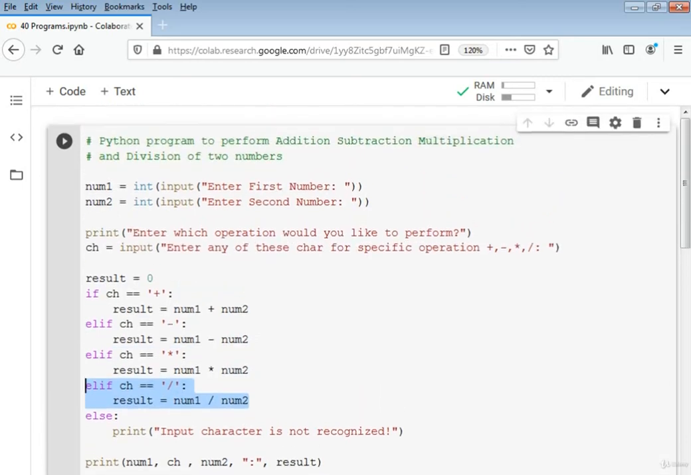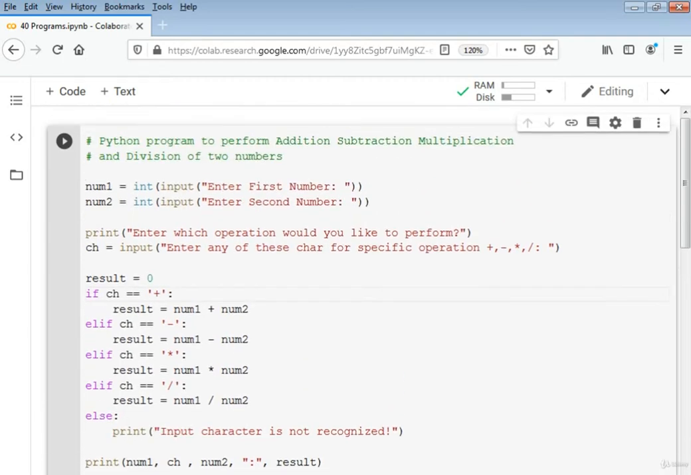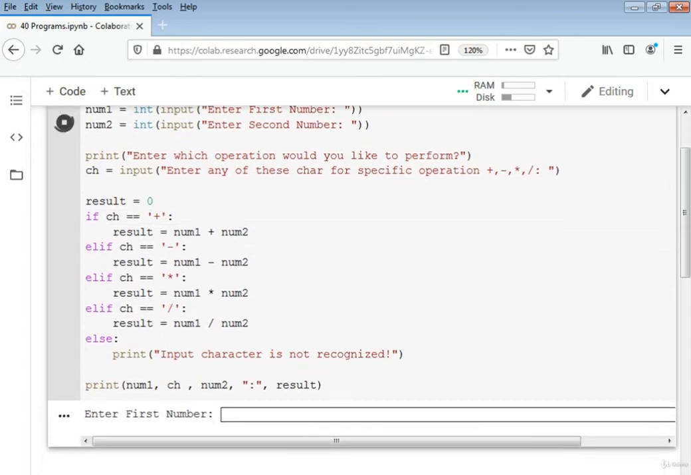Else print "input character is not recognized." If the user enters any other symbol besides the plus, minus, multiplication and division symbols, this Python program code will say that it cannot recognize this symbol, and finally the result would be printed. So here we will execute this code.